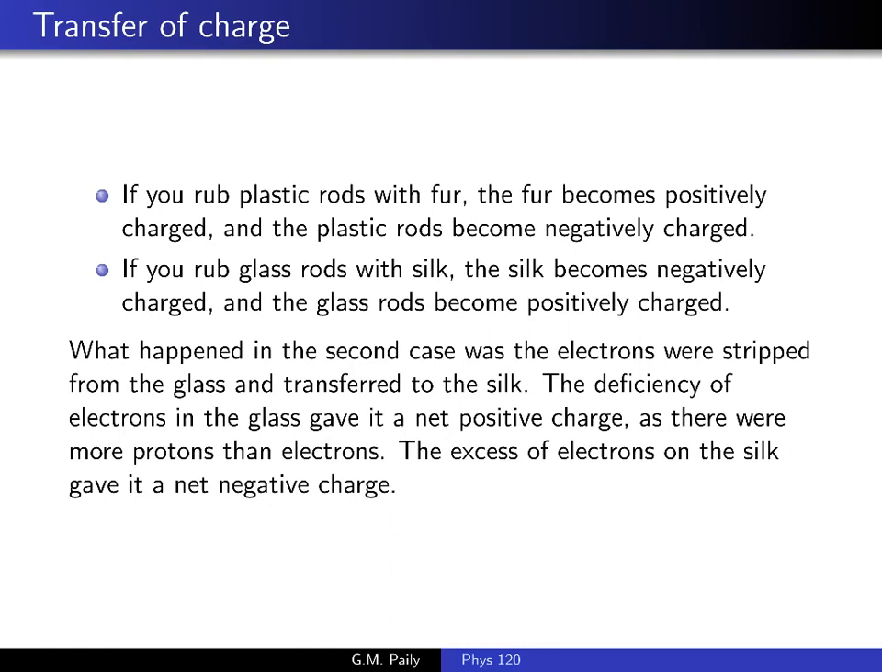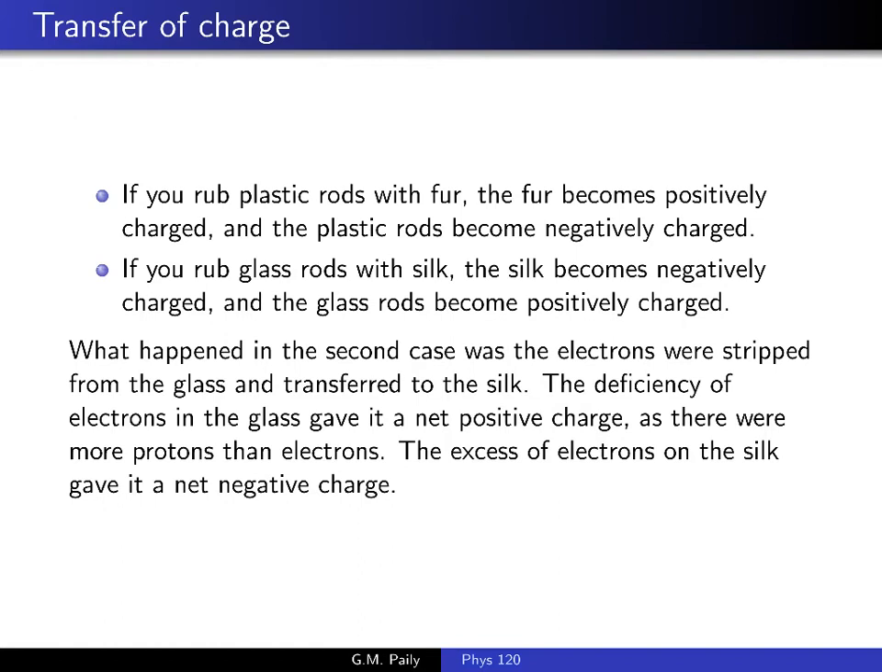If you rub plastic rods with fur, the fur becomes positively charged and the plastic rods become negatively charged. If you rub glass rods with silk, the silk becomes negatively charged and the glass rods become positively charged. This was in fact how they first decided the conventions of positive and negative.